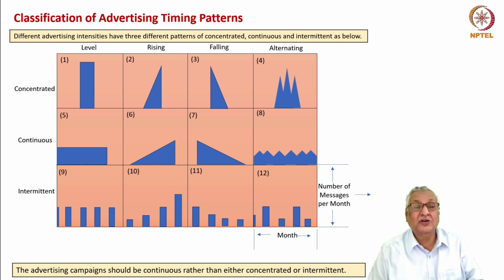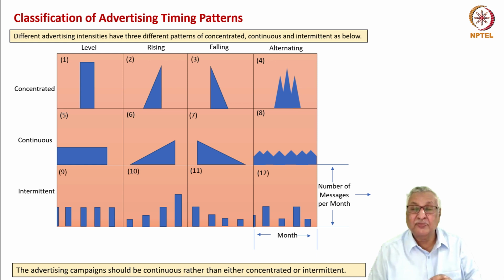But some of these things serve as reminders. Then in the continuous, again, you can have a level which is flat, a level which is rising, a level which is falling, and a level which is alternating. And intermittent, the same application of levels. Now, how do we measure this?